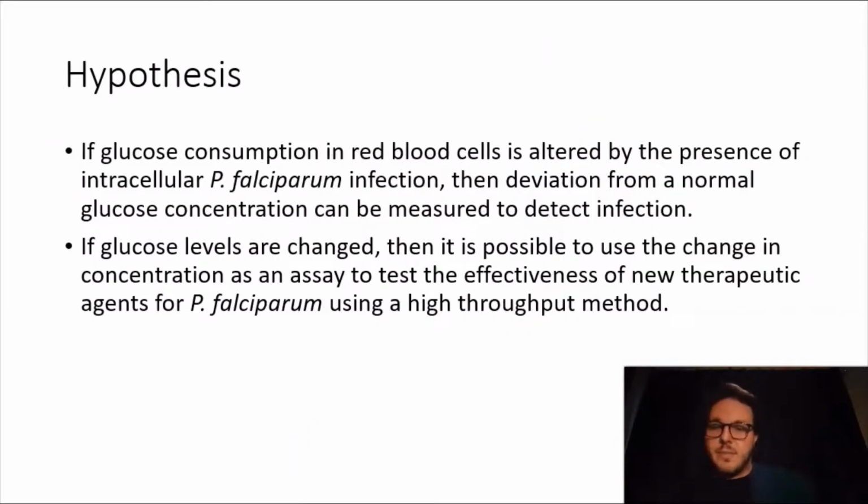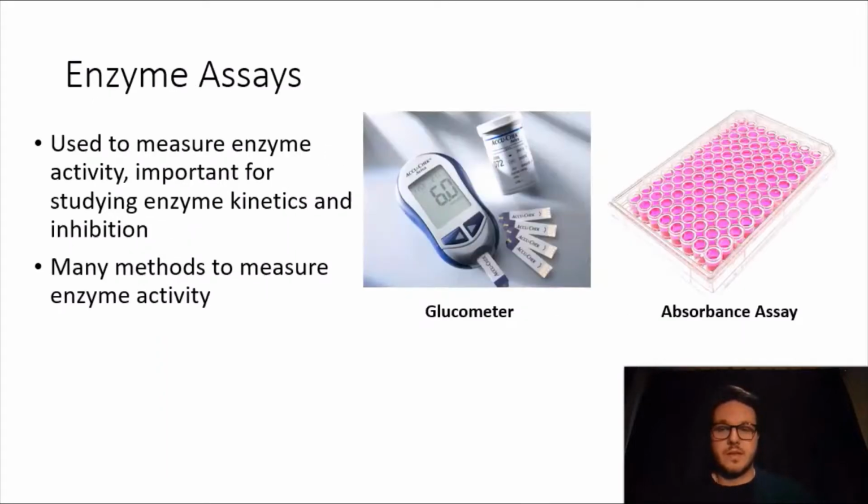So we have a hypothesis that's twofold for this experiment because we're going to be looking at it in 2 different ways. We'll be looking at the glucose consumption by the parasite, and we'll also be looking at the possibility of new treatments. Our hypothesis: we will first be looking at Plasmodium infection causing a deviation from normal glucose consumption in red blood cells. Secondly, we will be using this consumption change as an indicator for testing effectiveness of new antimalarial treatments.